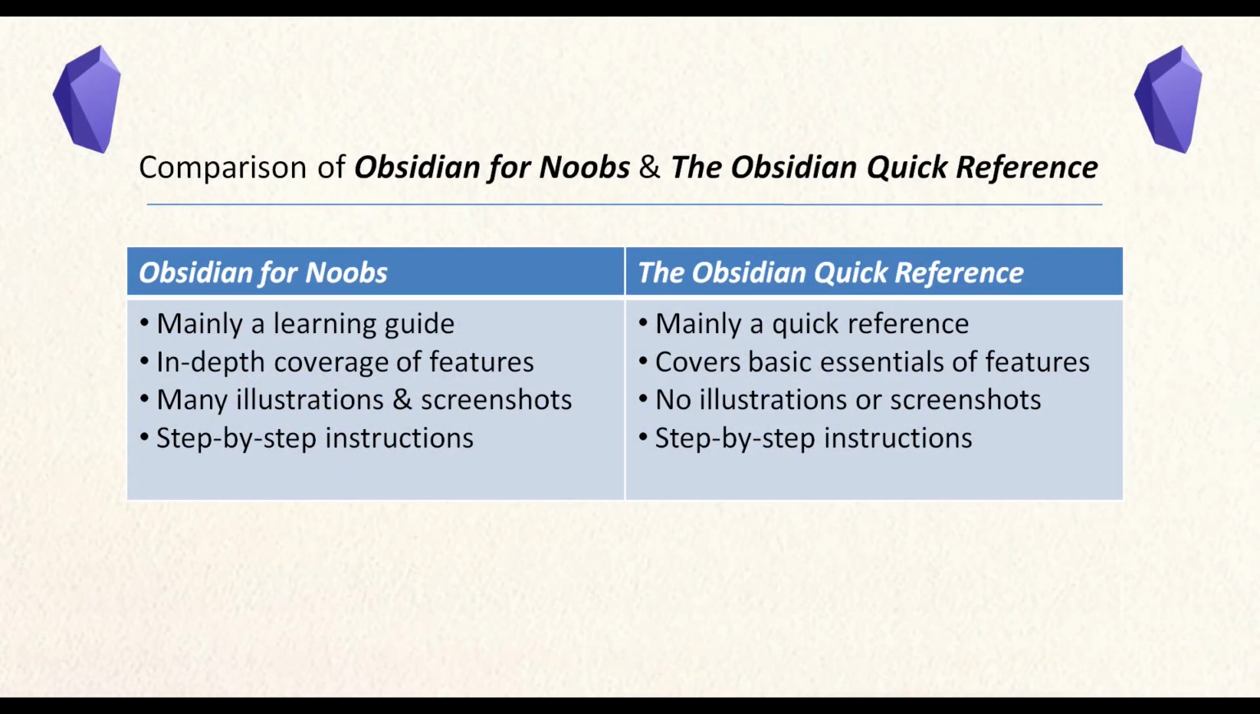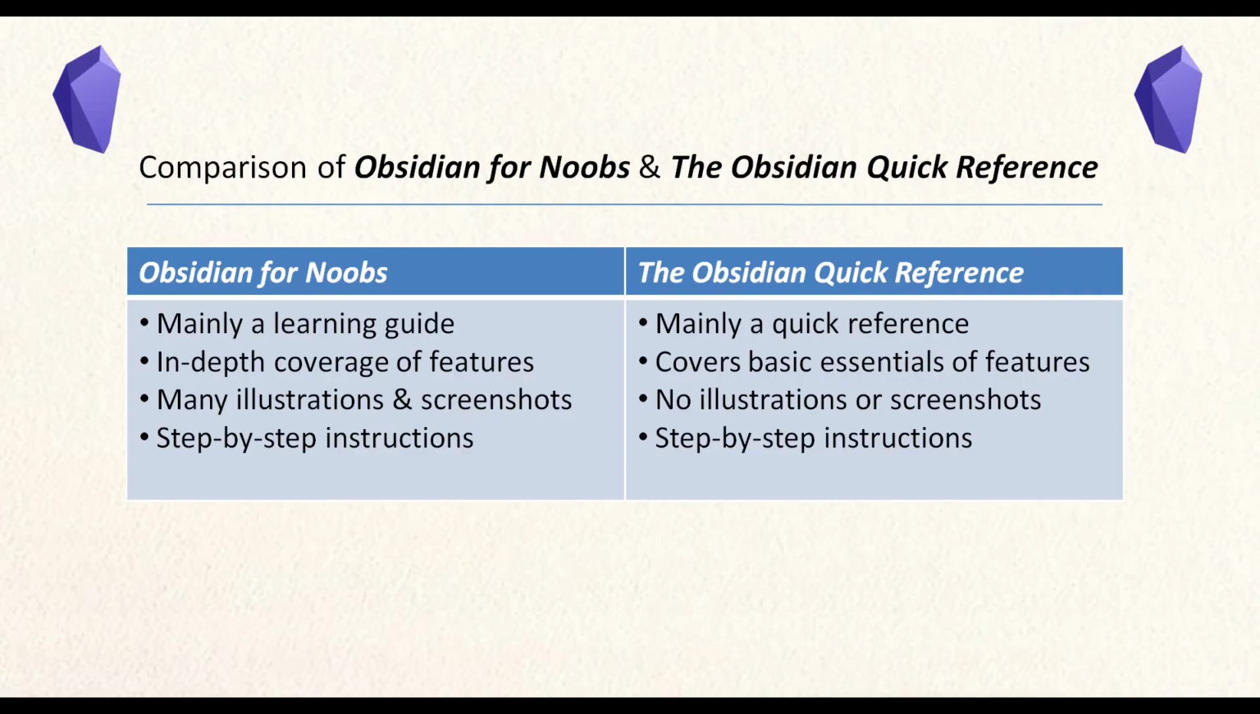Obsidian for Noobs is intended primarily as a learning guide, although it works well as a reference manual also. It has many illustrations so that you can see what's being described, and it provides step-by-step instructions to walk you through the use of Obsidian's basic features. This book is offered only in paperback format and is 8.5 by 11 inches.